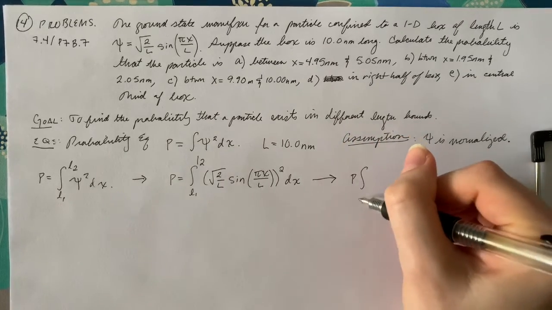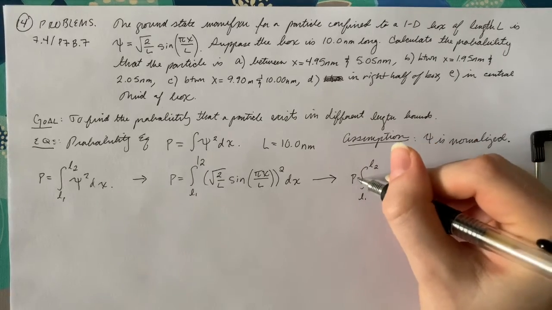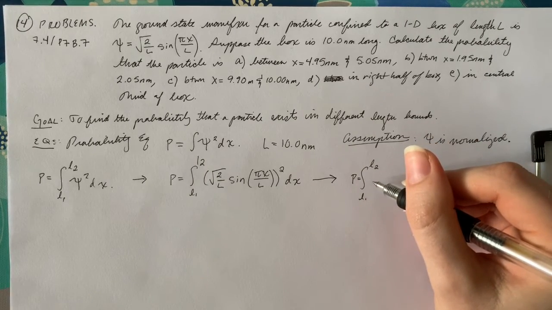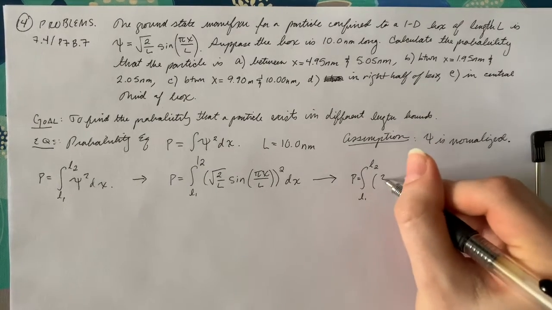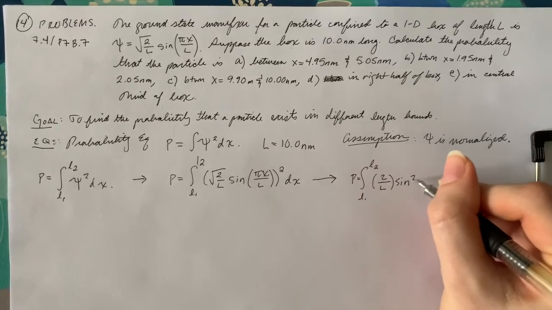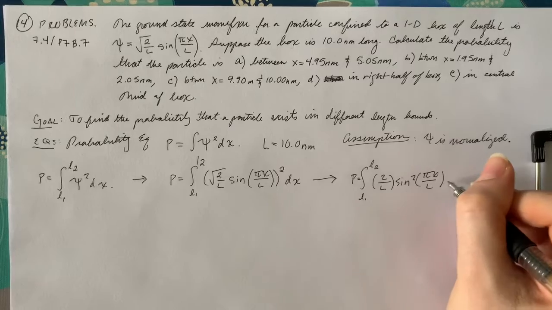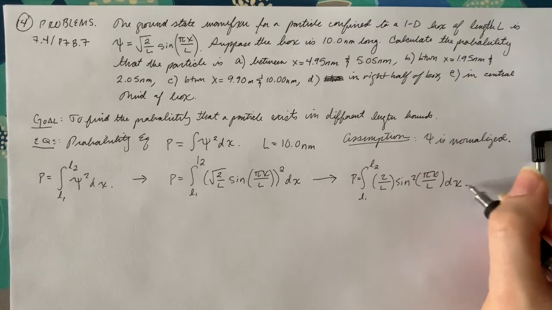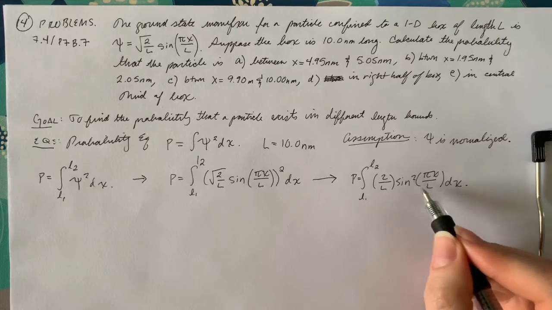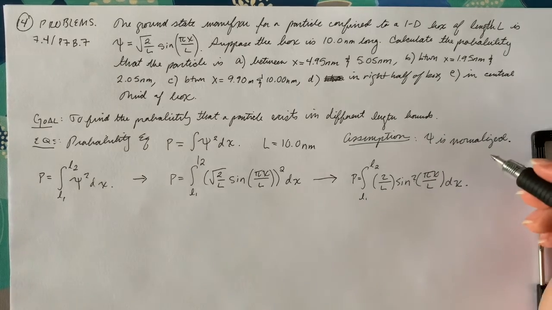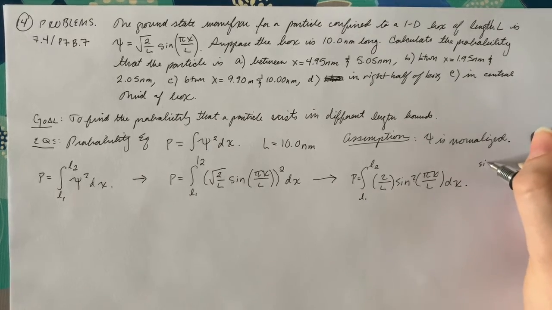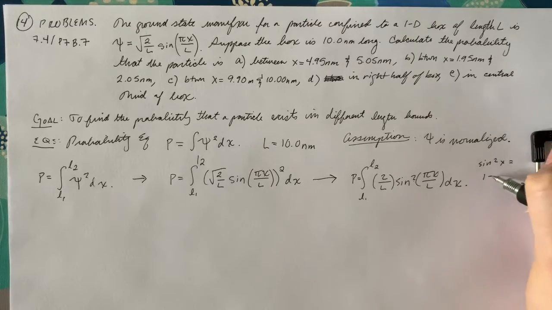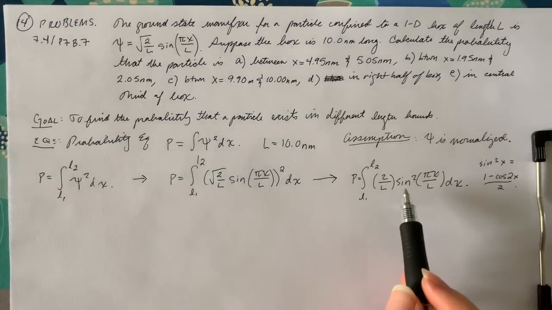Doing every step. P equals, from L1 to L2. Oh, I could have taken that out. Well, I'll just leave it in for now and take it out next time. Sine squared pi x over L dx. And remember, we can't actually integrate sine squared, so we have to use that trig identity. Okay, there's enough room. Sine squared x equals 1 minus cosine 2x over 2. So we can substitute this back into the integral.